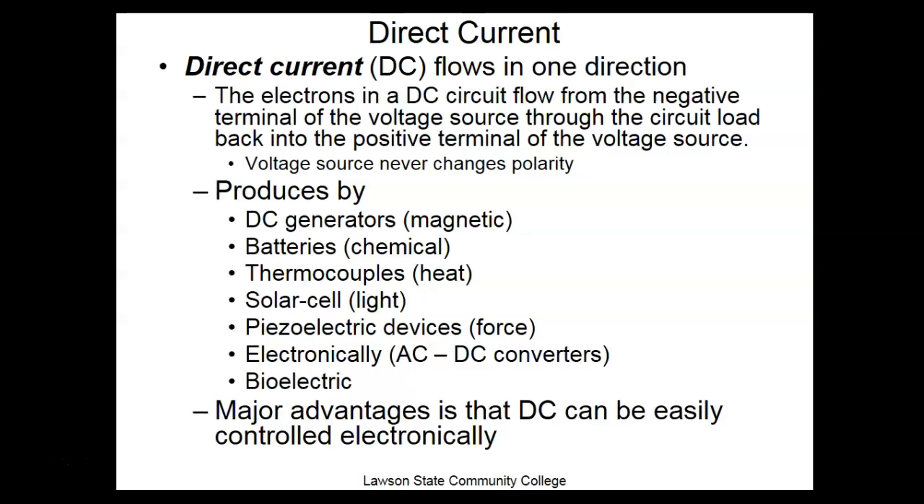We call that electron current flow. There is another method called conventional current flow, which was the original way they thought current flowed, from positive to negative. After that, they figured it out, and here we teach electron flow. DC is produced by DC generators magnetically. Batteries produce it chemically. Thermocouples, which are sensors, produce it by heat.